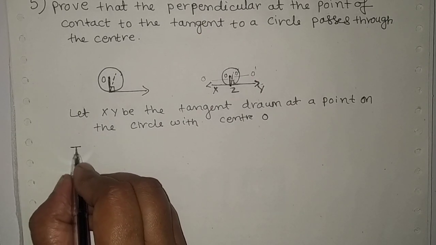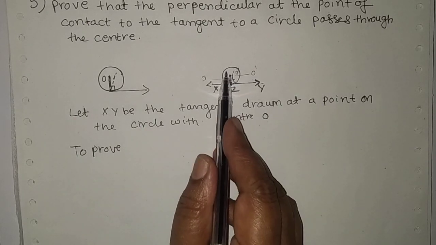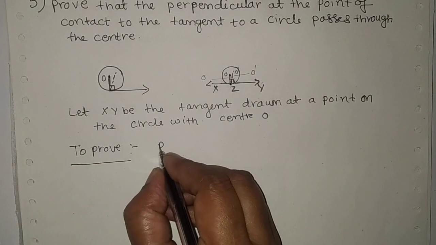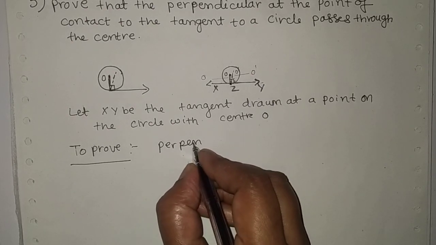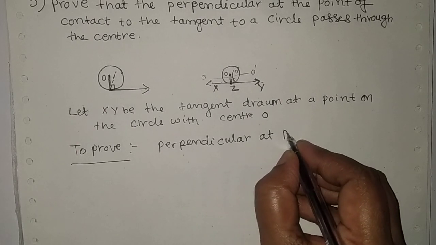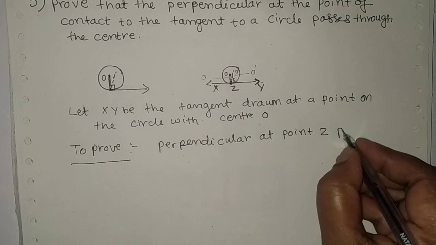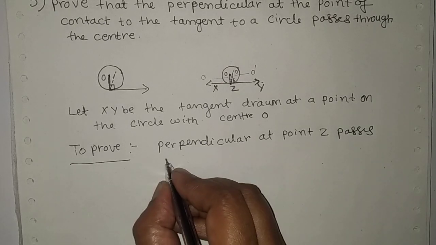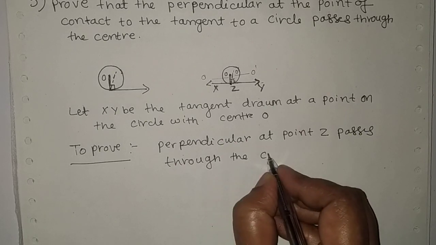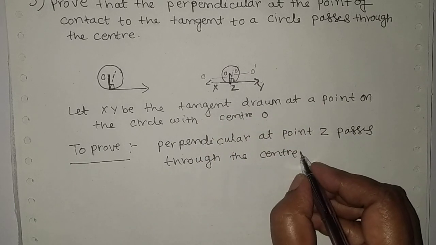Next, we wrote what the data is. Now we have to prove that the perpendicular at the point Z passes through the center O.